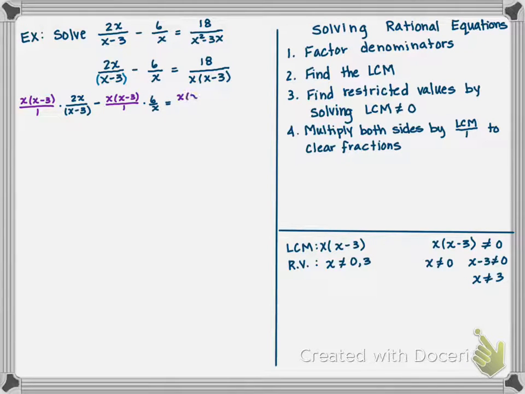x times x minus 3, there it is, over 1 times the right side of the equation. So 18 over x times x minus 3. And then just like we did with numerical fractions, we can now go through and just cancel any common factors.